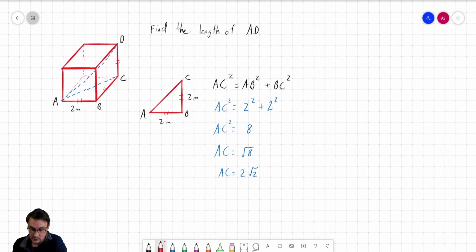Now, what we want to do is apply this to another triangle. This one is not going to be an isosceles triangle. It's just going to be a right angle triangle here. It's going to look something like this. So this is our right angle triangle here.